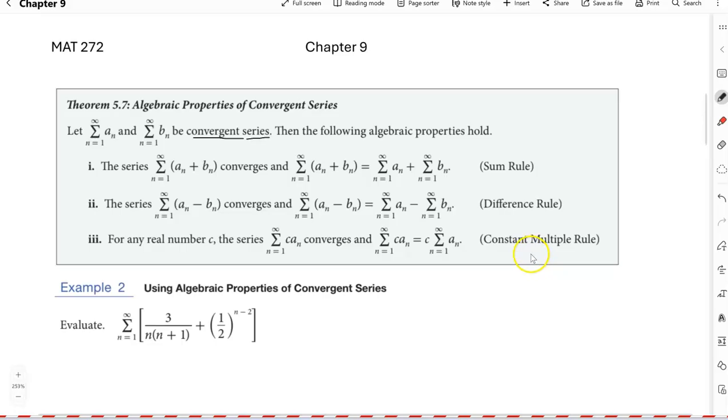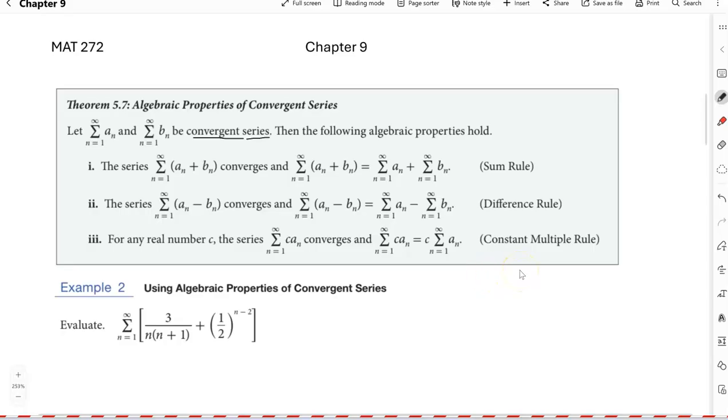And then we have a constant multiple rule where we could think about pulling that constant out. Because if we were to write this out and expand it, every term would have that constant value c. So for any real number c, the series, the sum from n equals 1 to infinity of c times a sub n converges. And that's because a sub n is a convergent series. And I could rewrite that as c times the sum from n equals 1 to infinity of a sub n.